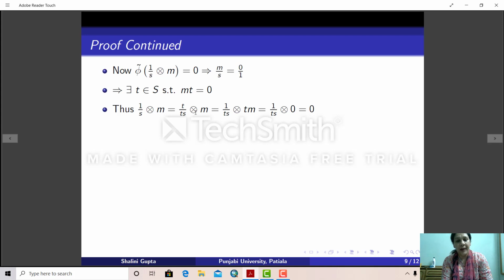Now, by the property of tensor product, we can take this t here. So this becomes 1 by ts tensor tm. But tm is 0. So this is 1 by ts tensor 0, which is 0. So thus we have shown that the element which we have taken in kernel phi tilde turns out to be 0. So phi tilde is 1-1. So thus S inverse R tensor M over R is isomorphic to S inverse M as S inverse R modules.